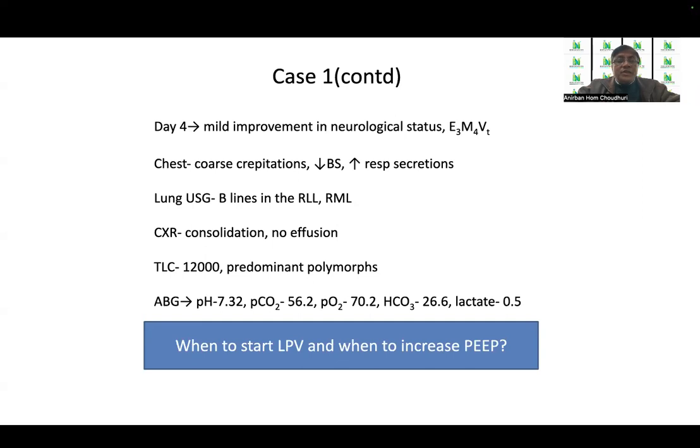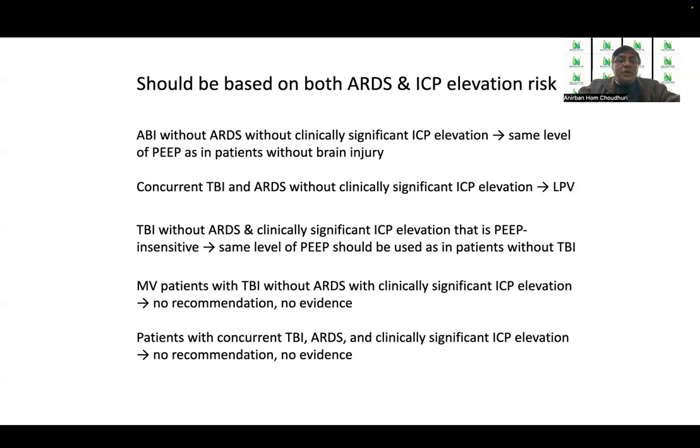So this is something which needs to be understood, because these are the patients which, if not intervened at an appropriate time, can give rise to ARDS subsequently. So this should be based on both ARDS and ICP elevation risk. Acute brain injury without ARDS, without clinically significant ICP elevation, can be applied the same level of PEEP as in patients without brain injury. However, when there is concurrent ABI and ARDS without clinically significant ICP elevation, one can think about lung protective ventilation.